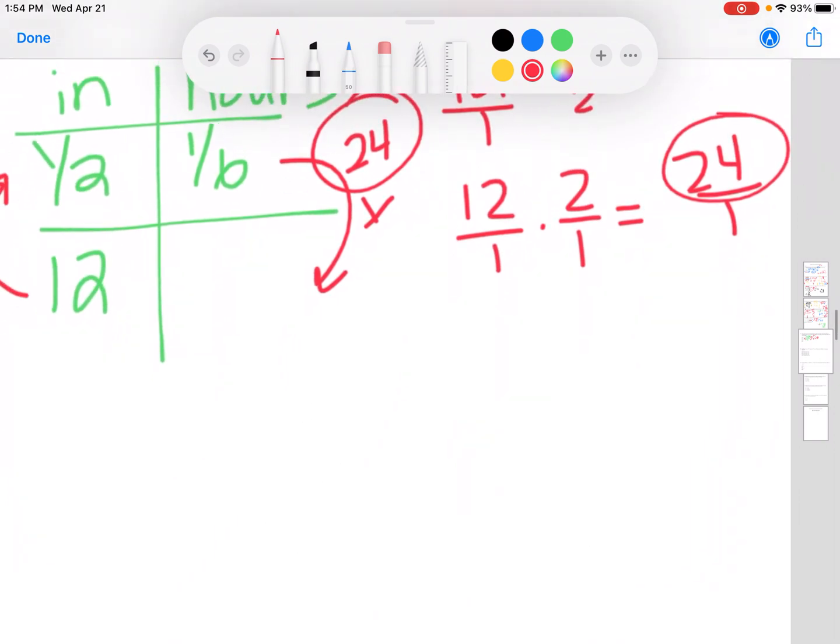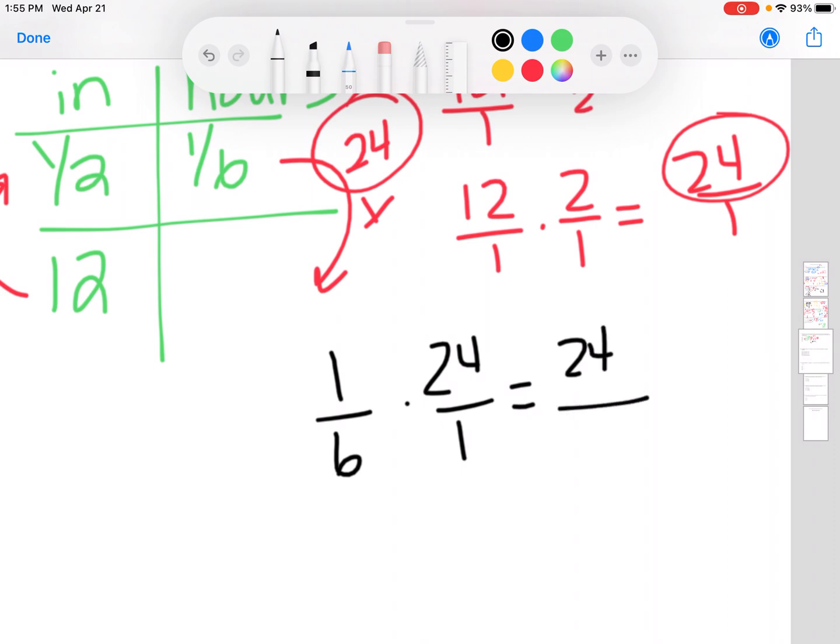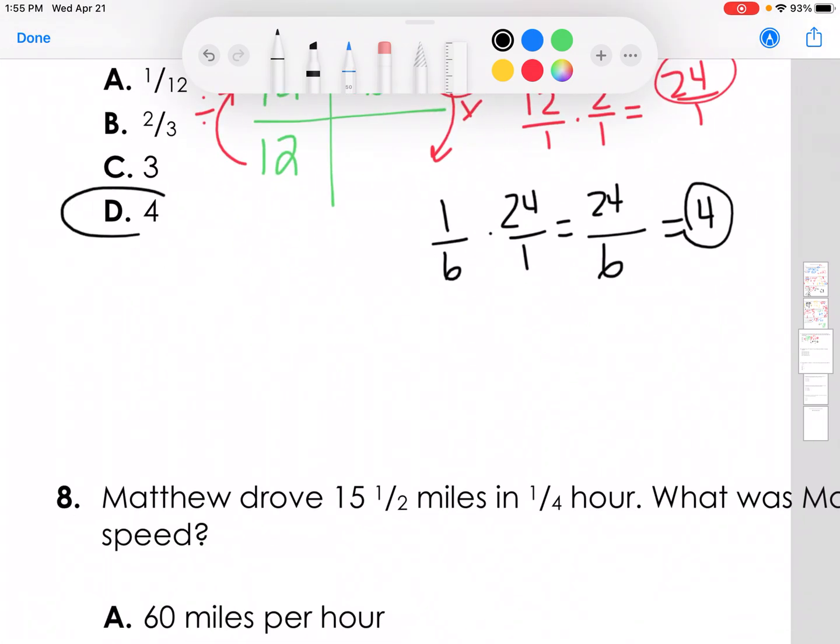So now I'm going to do 1/6 times 24 over 1. 1 times 24 is 24. 6 times 1 is 6. From here I have to think 24 divided by 6 is what? 4. So it's going to take 4 hours to fill the bucket.